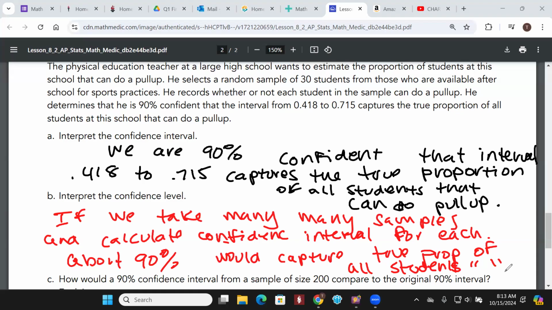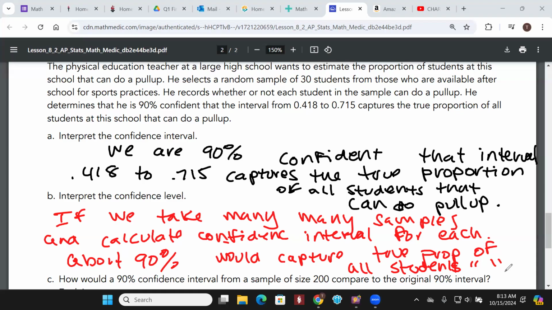Okay, so if we take many, many samples and calculate a confidence interval for each, about 90% would capture the true proportion of all the students. That's exactly what we did with that little simulation. We took a sample, we ran all of those intervals, and notice how those lines were kind of all over the place. About 90% of those lines would fall in between these two things.